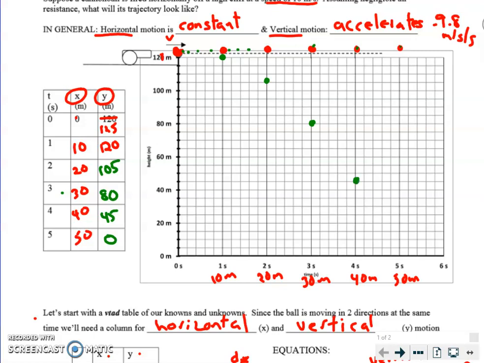And then after 5 seconds, I've hit the ground. And if I connect those, you see I get a very important shape. That's a parabola. So anytime you fire something horizontally from some height, you must get a parabolic trajectory. You must. And that's really the consequence of one motion direction being constant and the other direction being accelerated.